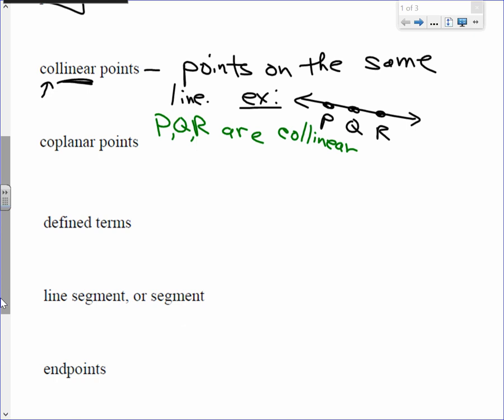Coplanar points. Well, that's just points on the same what? What do you think that means? Collinear is points on the same line. What do you think coplanar means? Points on the same plane.